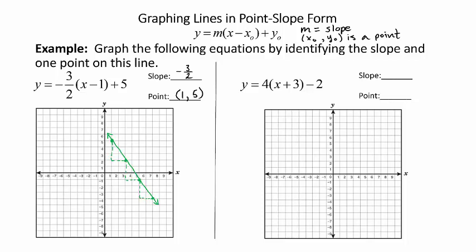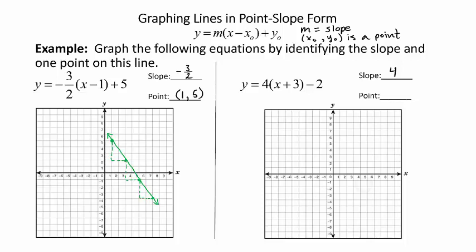Okay, so for this next example, we have y equals 4 times the quantity x plus 3 minus 2. Okay, so looking at the equation, the slope is 4, and the point that we're looking for, now careful here. So if you look at the general point slope form, you have m times the quantity x minus x naught plus y naught, and here we have x plus 3.